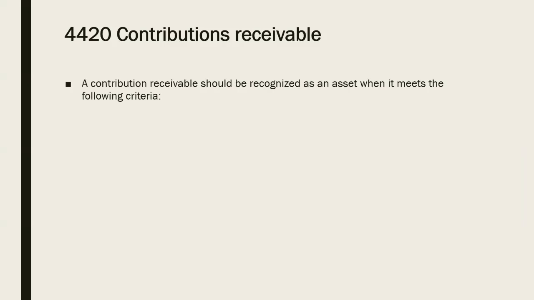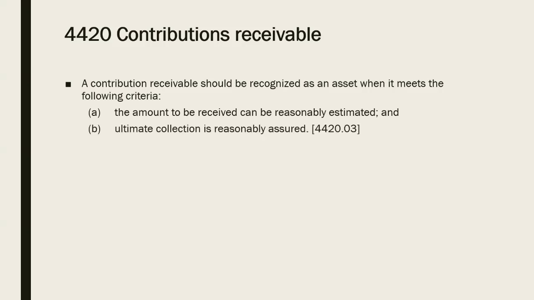Next, we'll take a look at section 4420, which deals with contributions receivable. So this section says a contribution receivable should be recognized as an asset when it meets the following criteria. A, the amount to be received can be reasonably estimated, and B, ultimate collection is reasonably assured. Now, this is important. Why?